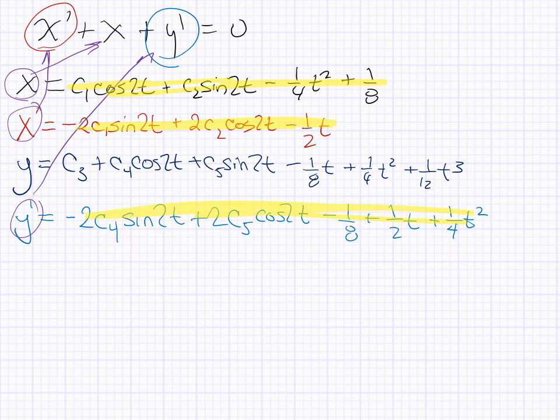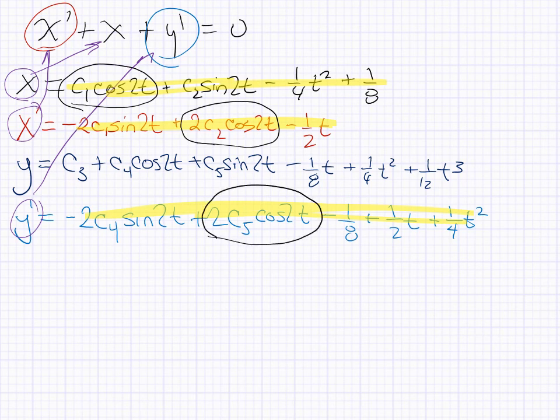Well, we can kind of do this and condense it all at once. If we're adding them together, we're going to add the cosines together, we'll add the sines together, and so on. Here's a cosine term, here's a cosine term, and here's a cosine term, so they're going to add together. So what do we get? We're going to get C1 plus 2C2 plus 2C5 cosine 2t. And then we have our sine terms.